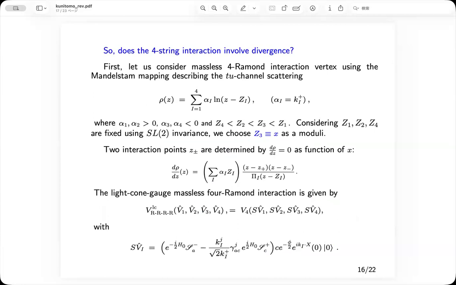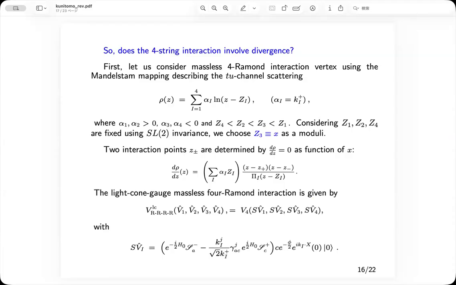channel scattering. The alpha 1 and alpha 2 are positive, alpha 3 and alpha 4 negative, and the vertex points are ordered in this order. This order represents the TU channel. Considering that Z1, Z2, Z4 are fixed using SL2 invariance, we choose D3 as a modulus. The interaction points d plus minus are determined by this equation as a function of x, implicitly determined by this relation. The right gauge massless four-string interaction is given by this form.